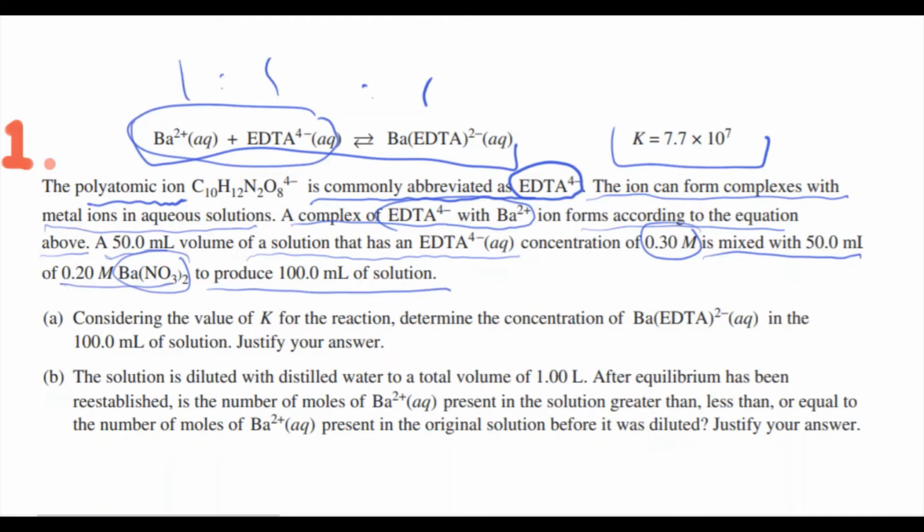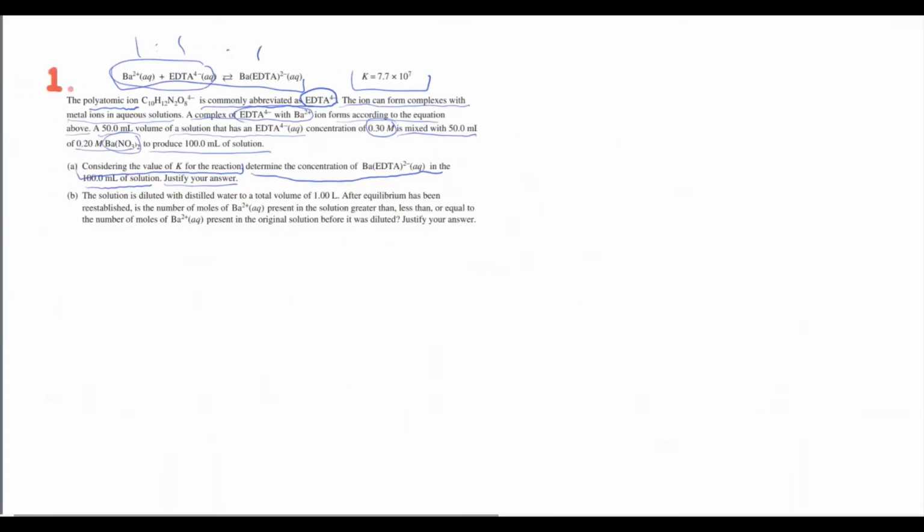So let's read what A says. Considering the value of K for the reaction, determine the concentration of Ba-EDTA2- complex ion in the 100 mL of solution. Justify your answer. So for this problem, I'm going to zoom out a bit, and let's write an answer to this. So considering the K for the reaction, we see that the K is gigantic. It's 7.7 times 10 to the 7.